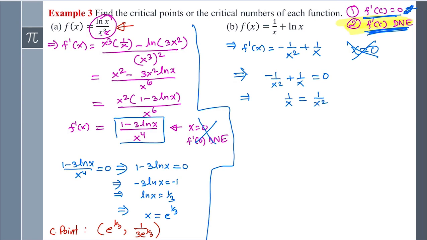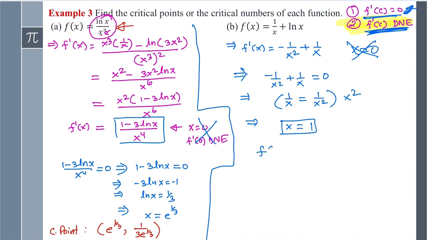So let's go ahead and multiply by x squared on both sides. If you do that, 1 over x times x squared is just x. 1 over x squared times x squared is 1. So x equals 1 is the critical point. Sorry, critical number. So in order to find the critical point, we'll take that x equals 1 and put it into our function.